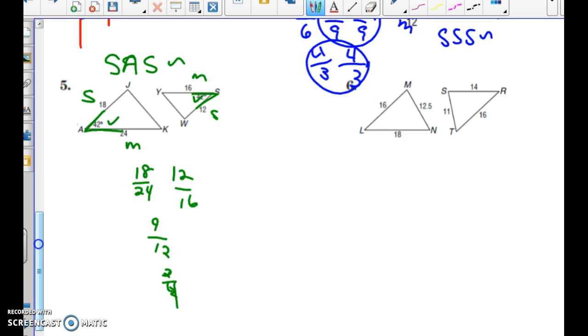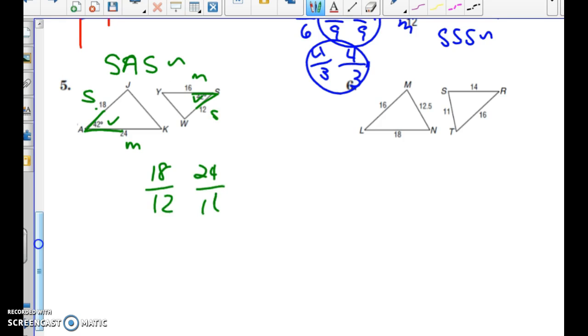And then this would be a what? You told us this should be 12 over... Yeah, it's reversed. 18 and 12 over 24. Oh yeah, I got it right there. 18 over 12 and 24 over 16.